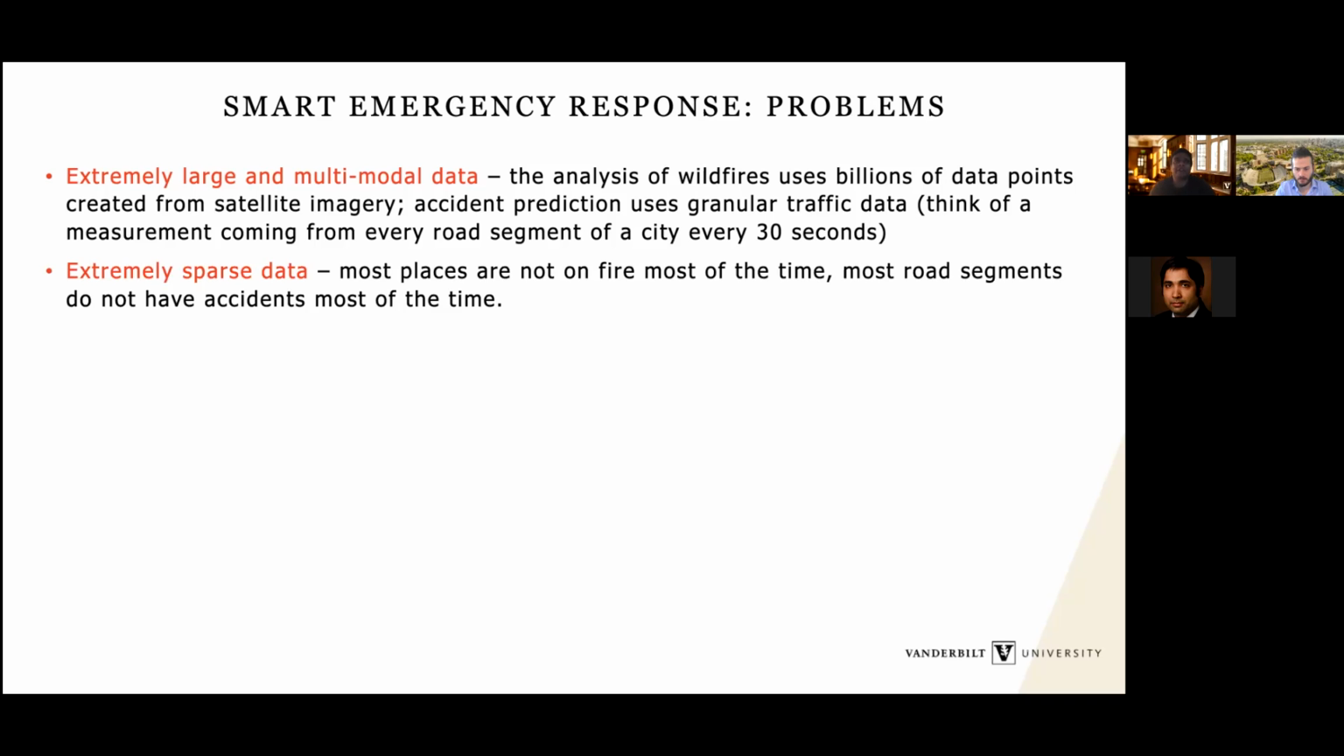Although, and this might seem a bit counterintuitive, I mentioned at the beginning of the talk that accidents are sort of ubiquitous. But when you look at accidents from the perspective of, say, every day or from very short time periods and very high spatial resolution, they're actually quite sparse. Most roads during most times of the day don't experience accidents. And most places, thankfully, are not on fire most of the time. So we have to deal with extremely sparse data.